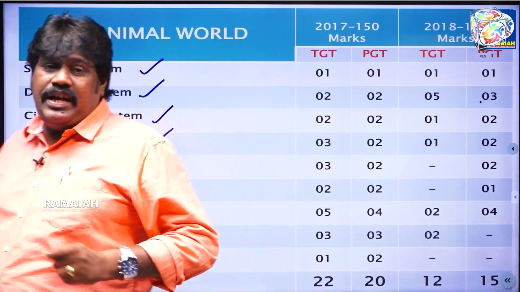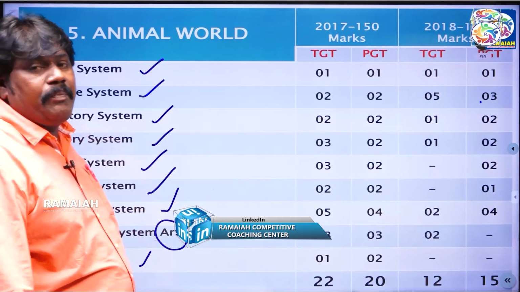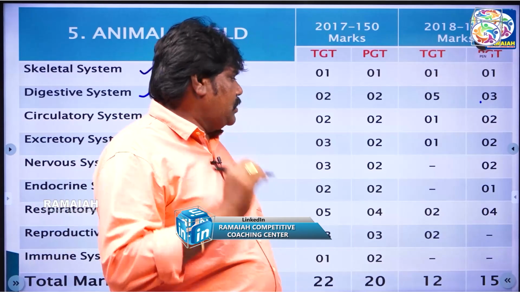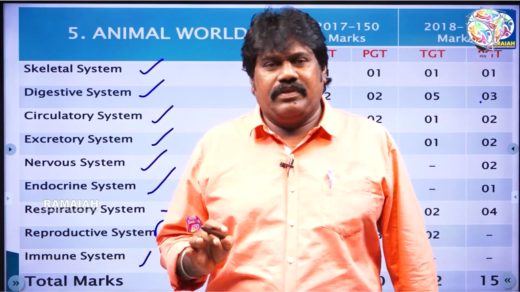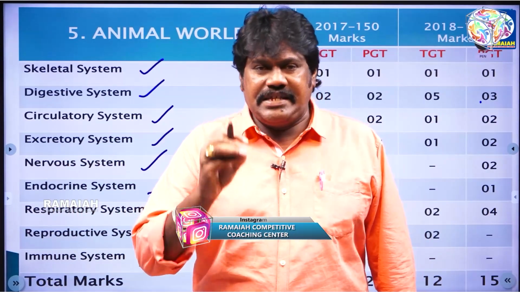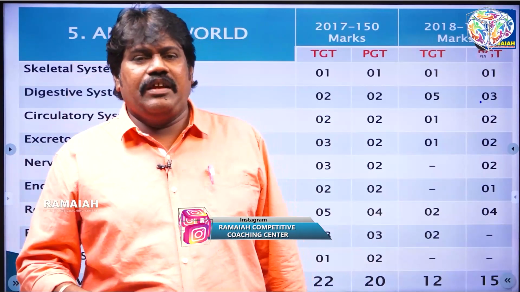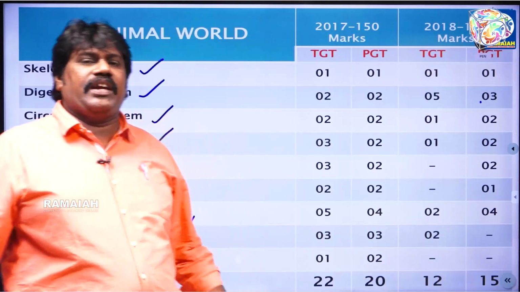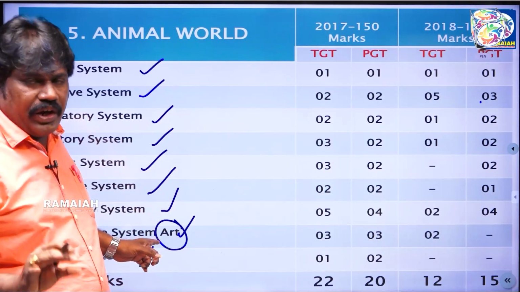The next one, a new topic is present in the reproductive system, that is called ART. ART means assisted reproductive technology. In this assisted reproductive technology, so many new inventions of the reproductive system are covered. It is new in the intermediate only.